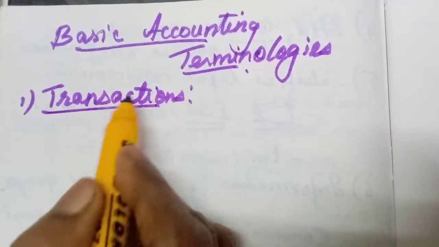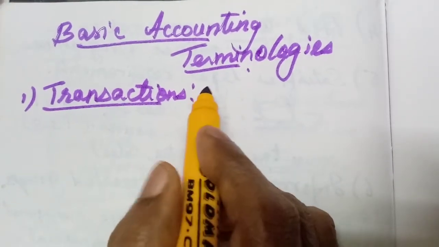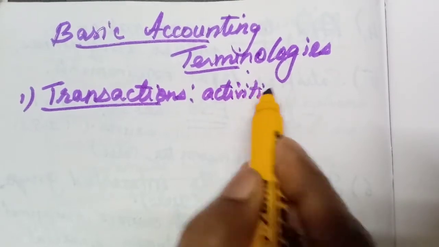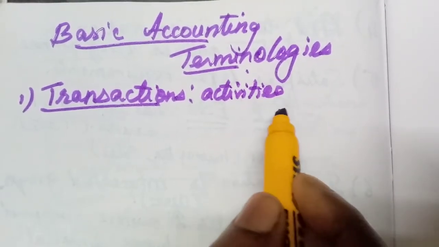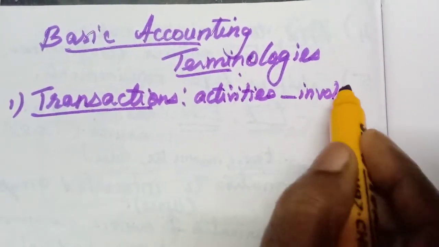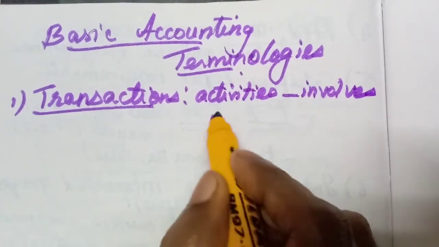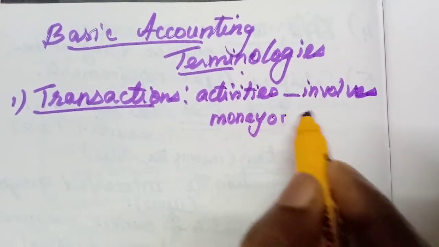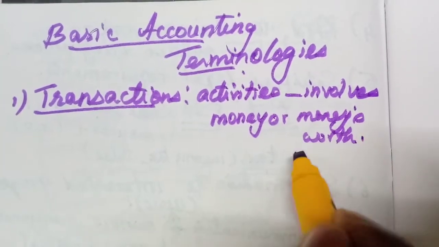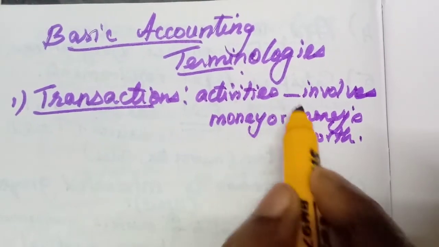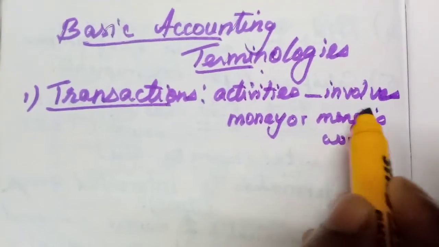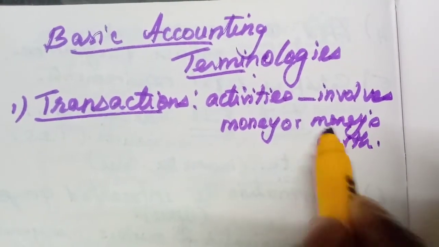What is a transaction? It is an activity. All the activities of a business concern that involve money or money's worth. Because when we purchase something, there is a transaction. What activity is going on? We purchase some goods, that we can say is money's worth.